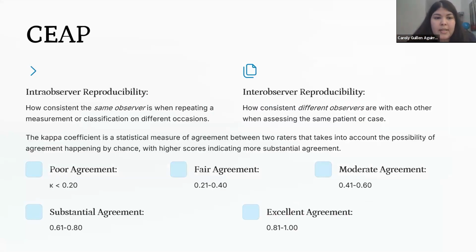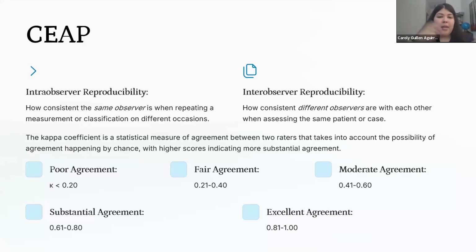Intra-observer reproducibility is how consistent the same observer is when repeating a measurement or classification on different occasions. That means me as a provider classifying the same patient on different occasions, giving him the same classification. And inter-observer reproducibility is how consistent different observers are with each other when assessing the same patient or case. So different providers giving the same classification to the same patient.